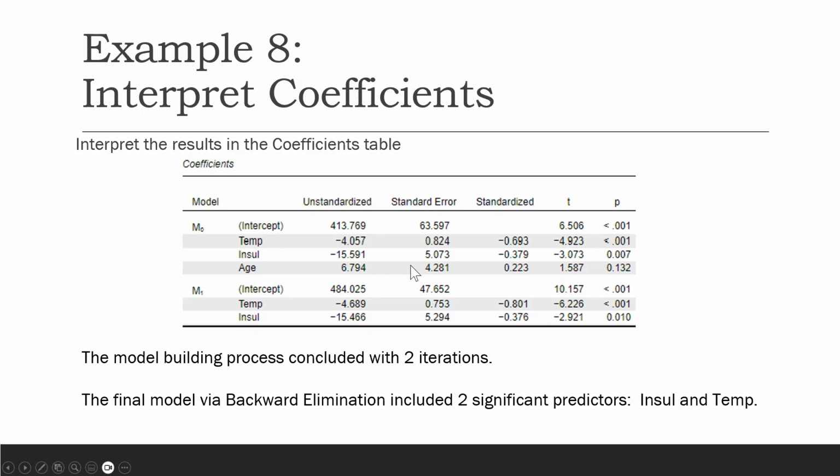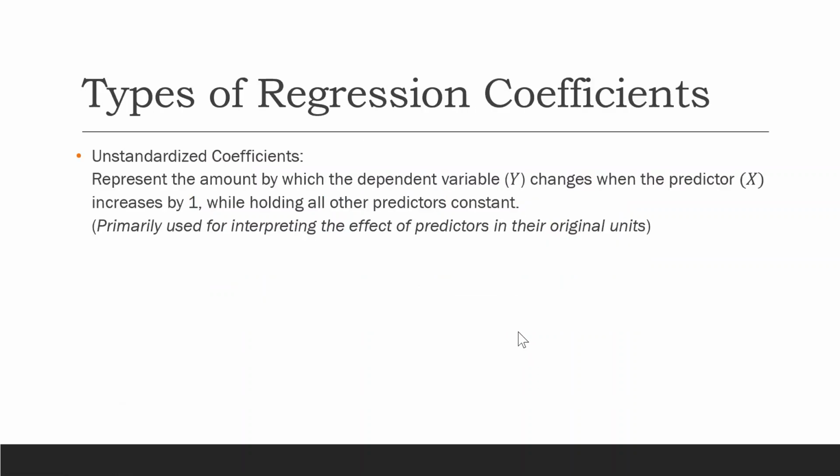Now, if we want to create an equation, we have a couple of options here. Notice we have unstandardized coefficients and standardized coefficients. So let's talk about the 2 different types of regression coefficients.